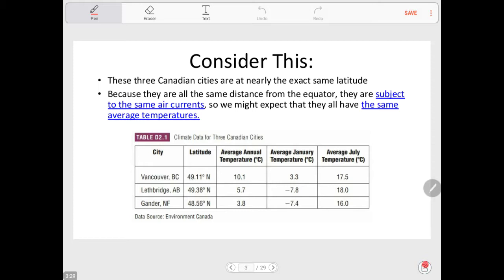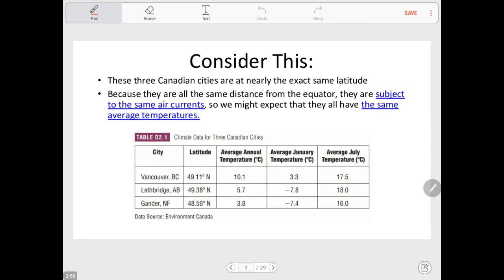Now, I'll continue on here. Because they are all the same distance from the equator, they are subject to the same air currents. So we might expect they all have the same average temperature. So you see, if you focus on the atmosphere, like we did in the last video, we can say that the air flowing over these 3 cities should be give or take the same. Now, if the air is the same, we would figure maybe their climate, their temperature is the same.